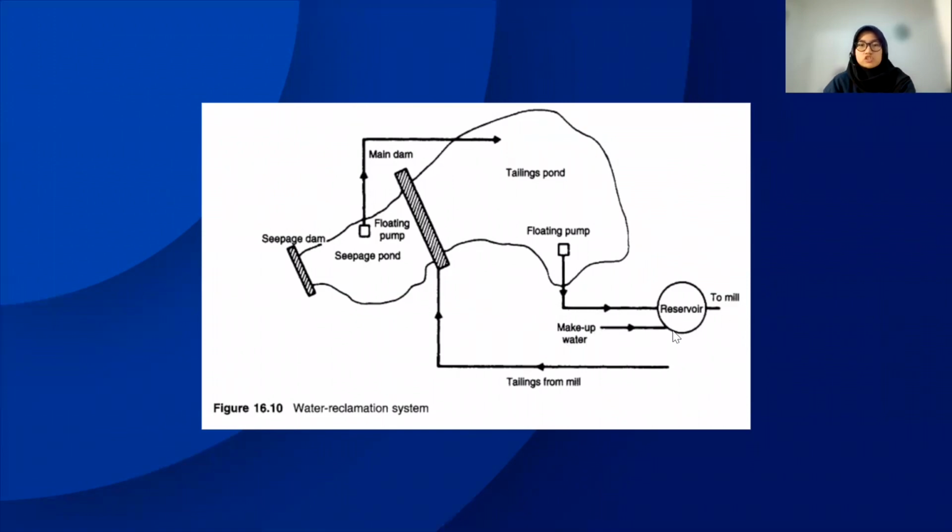The main disadvantage of this water reclamation system is the recirculation of pollutants to the mill, which can interfere with processes like flotation. This is all from me.